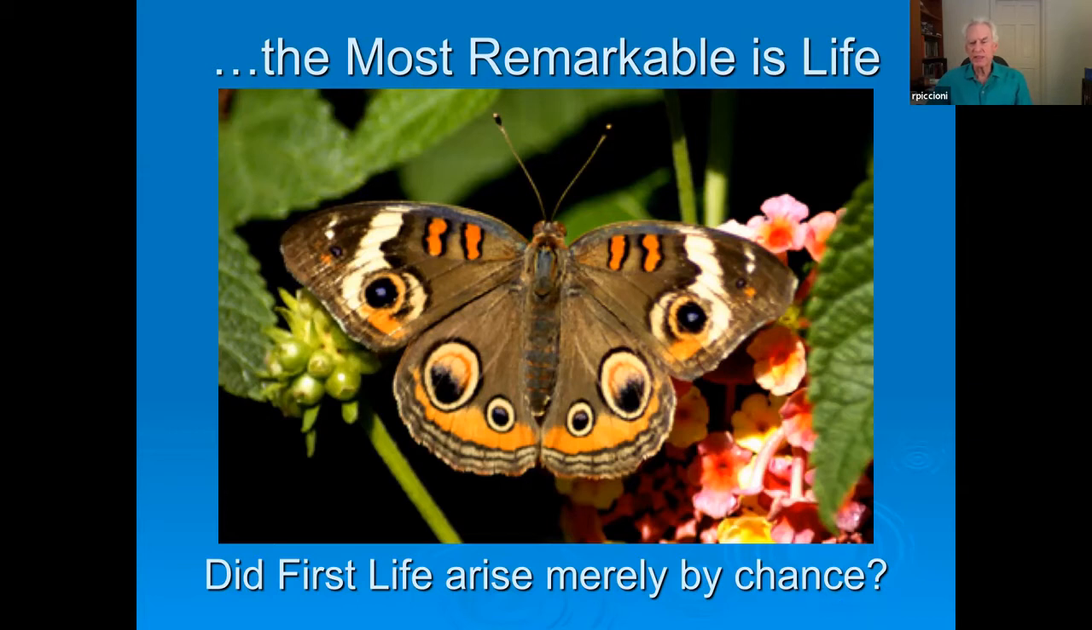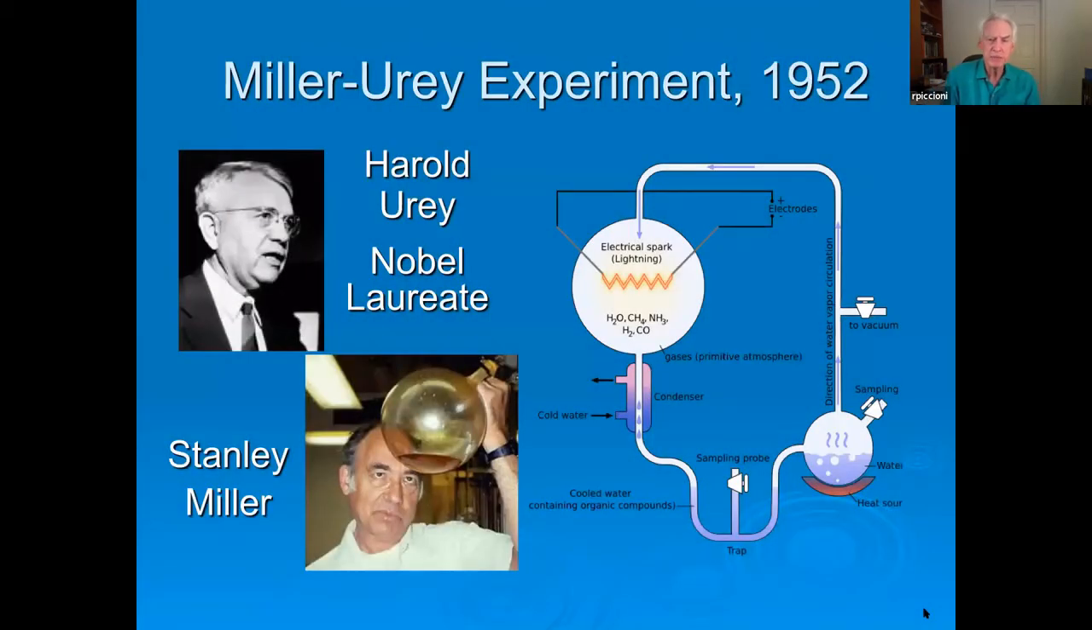Well, the scientific exploration of this question may be said to have begun in 1952, when the Nobel laureate Harold Urey and his student Stanley Miller put gases together in a glass container, gases that they thought were representative of the atmosphere of the early Earth. They exposed those gases to electric arcs, which mimicked lightning. They cycled the gases through periods of cold and heat, which mimicked day and night.